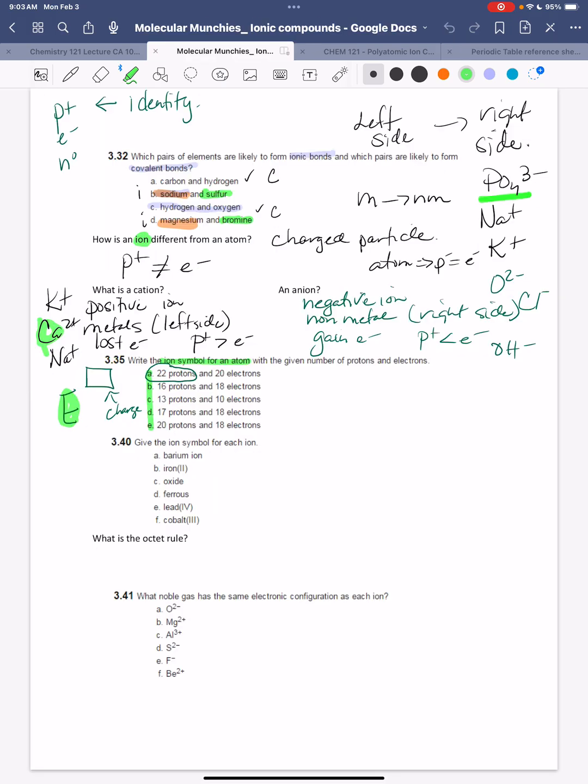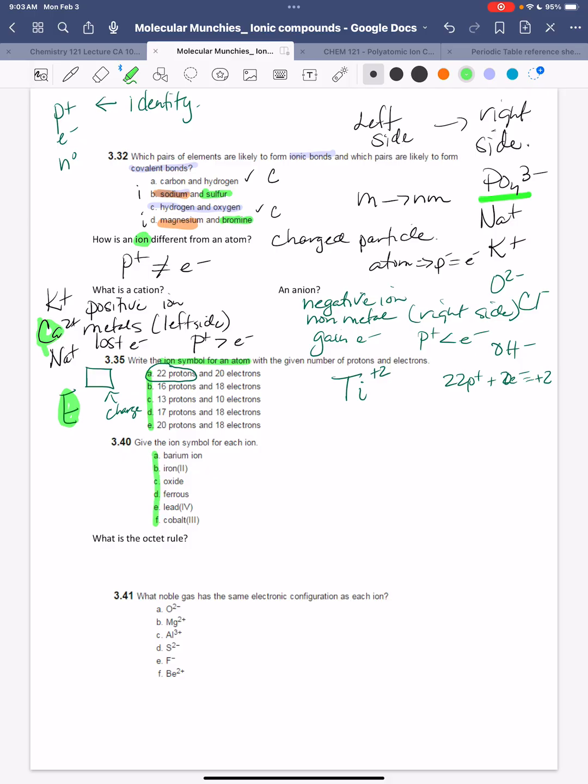And so I'm going to put the symbol for titanium in there. And then when I look at 22 protons and 20 electrons, this is kind of like when you were adding integers together, this would be a +2 charge. And so that's what I'm going to write up here, titanium +2. I will let you practice the rest of those, and I'll put the answers on when I upload this content to Canvas.